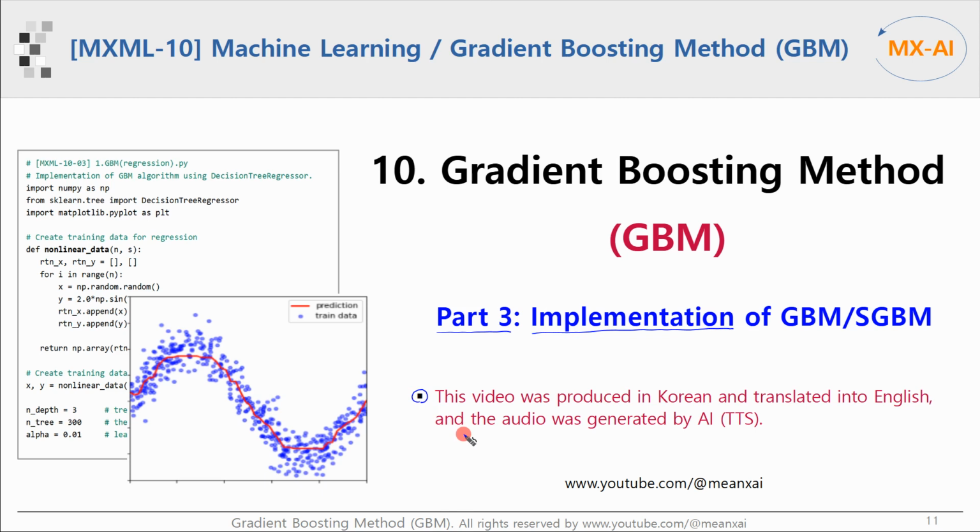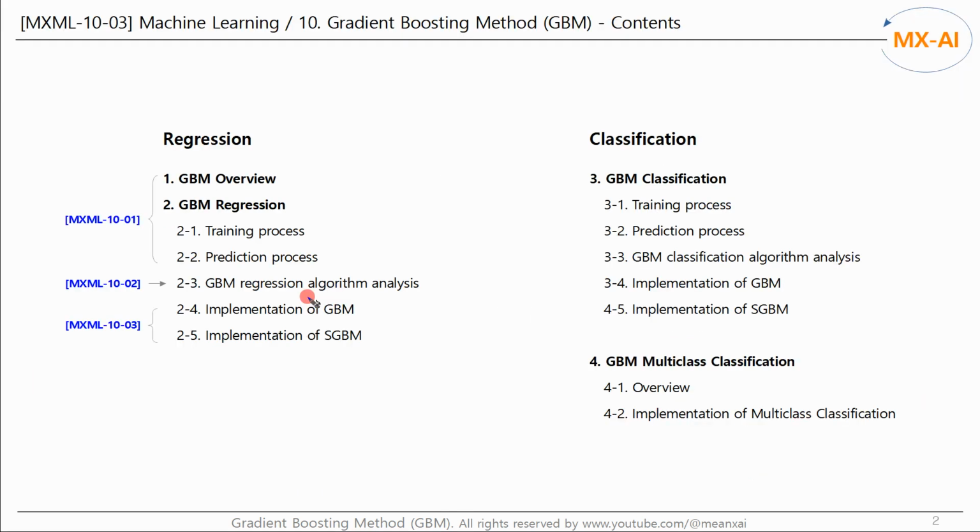In the previous video, we analyzed the GBM regression algorithm expressed in a standardized format. In this video, we'll try to implement this algorithm in code. We implement GBM and SGB regression in our code following the algorithm. Also implement it using scikit-learn's GBM library. And we will compare the two results.